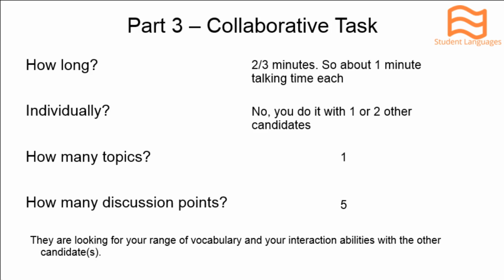And again, in this section, the examiners are looking for your range of vocabulary. So they're looking to see a lot of vocabulary, as well as your interaction abilities with the other candidates. How well you can have a conversation with another person in English is very important.